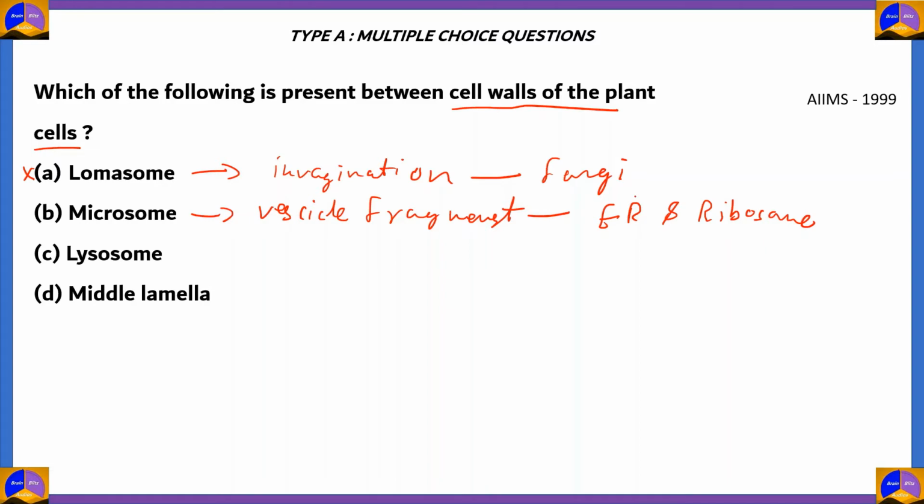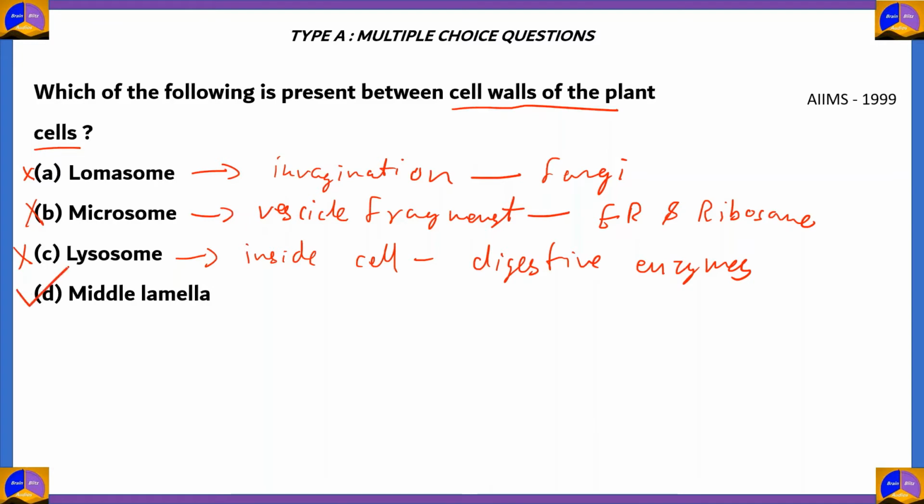So basically, it's composed of part of ER and ribosomes. So option B is incorrect. What about option C, lysosomes? These are inside the cell, and they contain digestive enzymes. They are formed out of Golgi bodies. So option C is also incorrect.